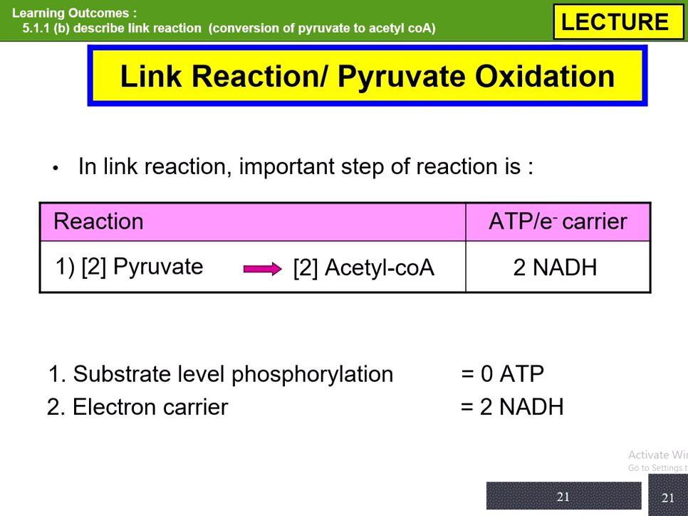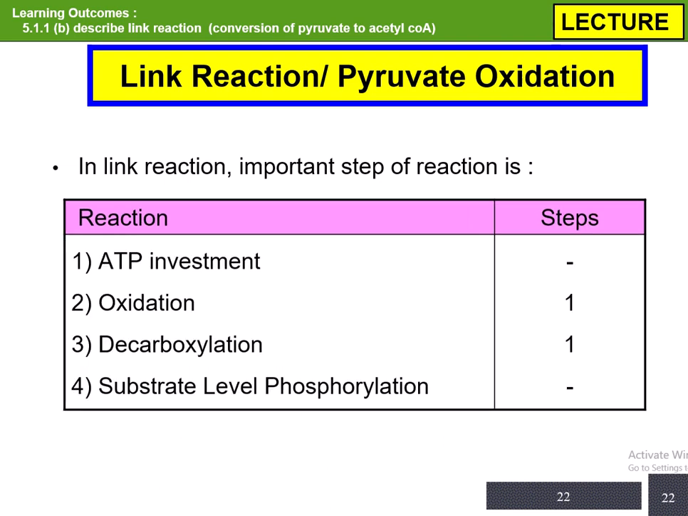They will produce 2 NADH. There is no ATP produced in this stage, but there are two NADH molecules which act as electron carriers produced in this stage. In the link reaction, there is no step of ATP investment. There is one step of oxidation, one step of decarboxylation, and there is no step of substrate level phosphorylation.